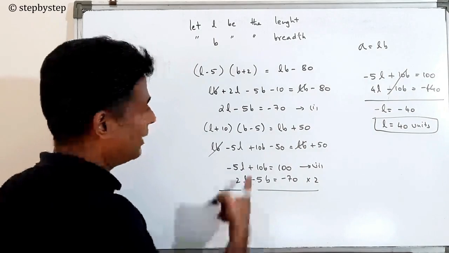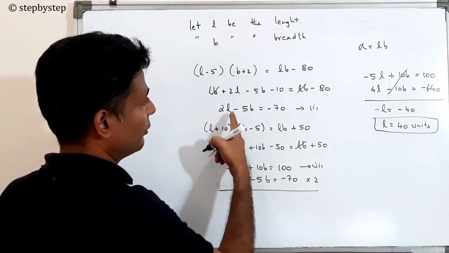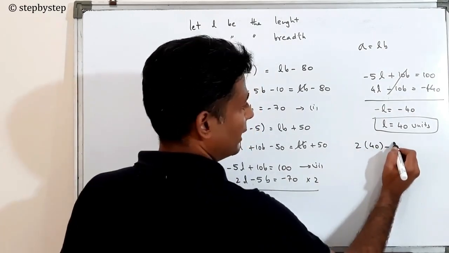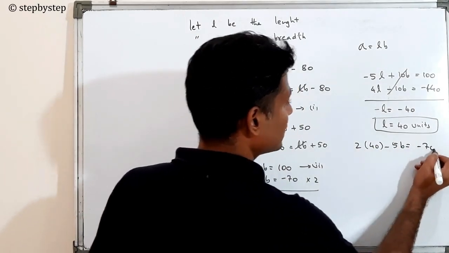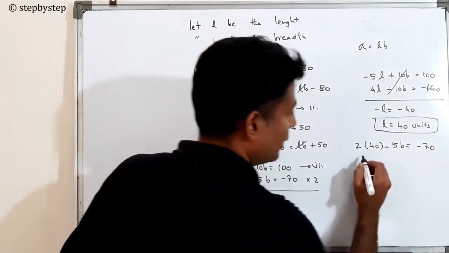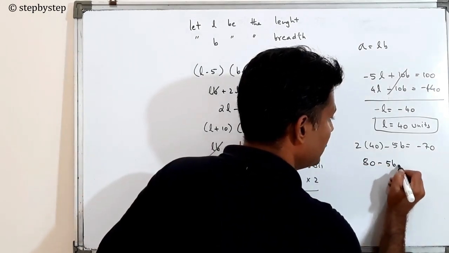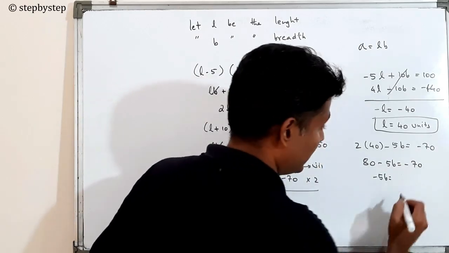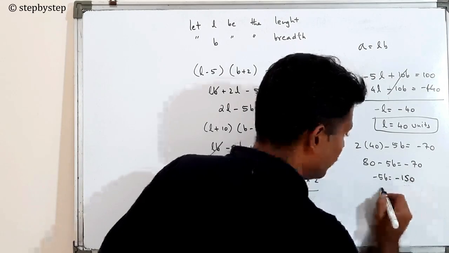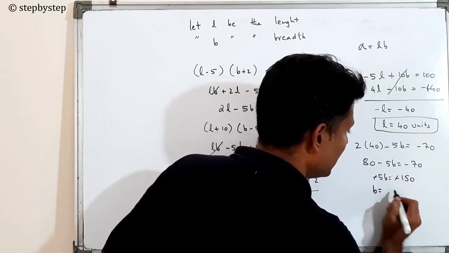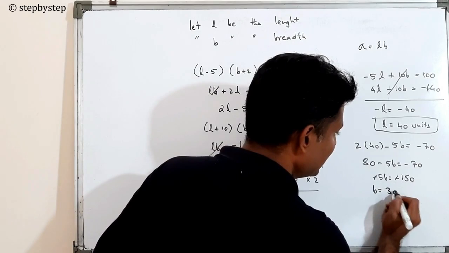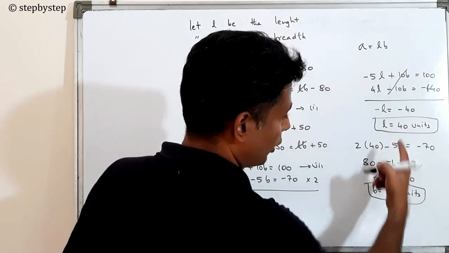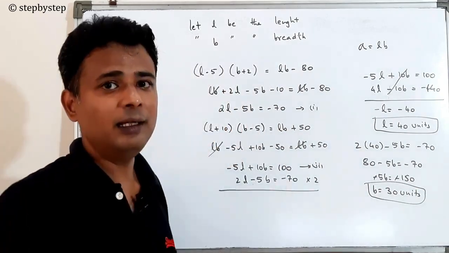Now we can find the breadth using one of these equations. I'll use the first one. 2 into L, that is 2 into 40, minus 5B equals minus 70. So 80 minus 5B equals minus 70. So minus 5B equals minus 70 minus 80, that is minus 150. So minus minus cancels. So B equals 150 by 5, that is 30 units. So the length is 40 units and breadth is 30 units.